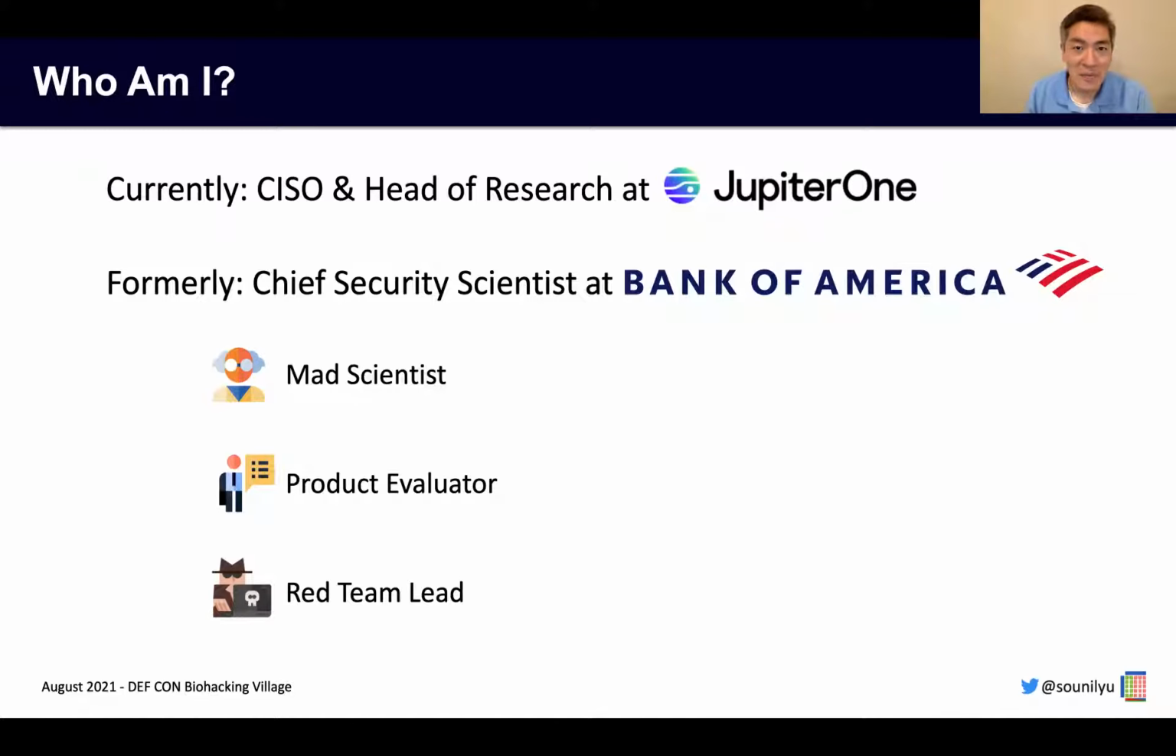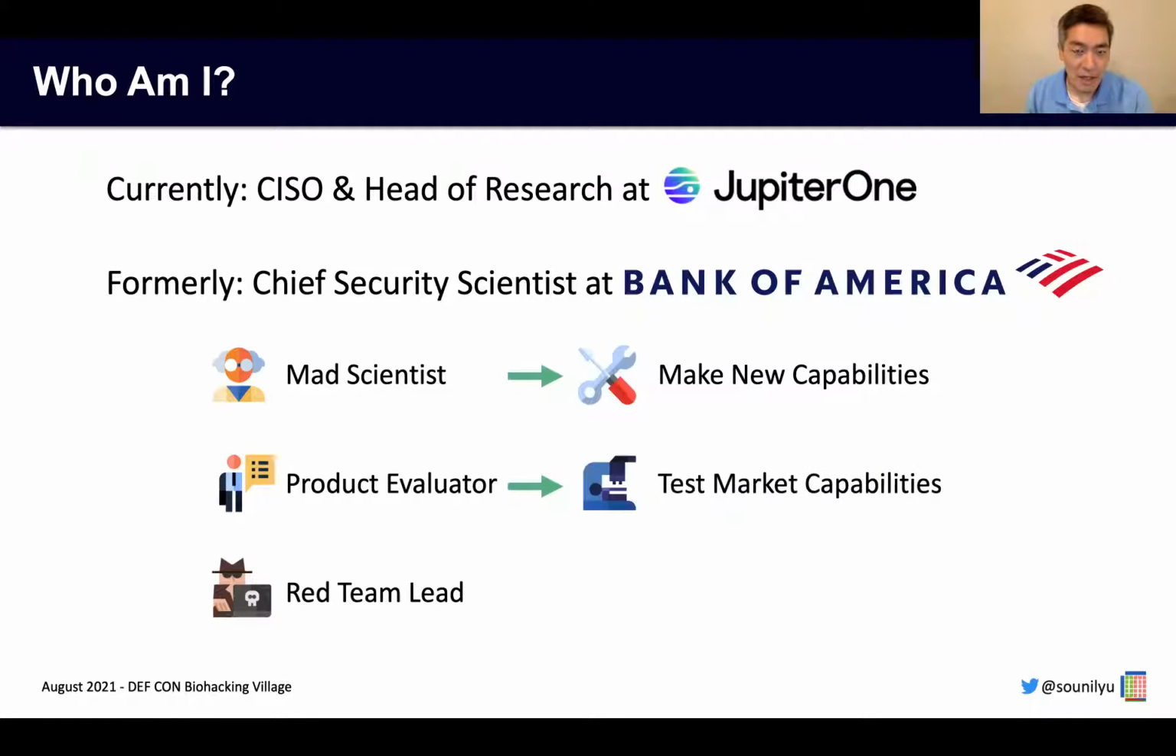One of them was to be a mad scientist, where I had a chance to build a lot of interesting and new crazy capabilities. Aside from building capabilities, I also was the main person in charge of looking at new startups and testing those capabilities to see whether they actually work. And then lastly, I had a chance to be a red team lead where I got a chance to break a lot of things.